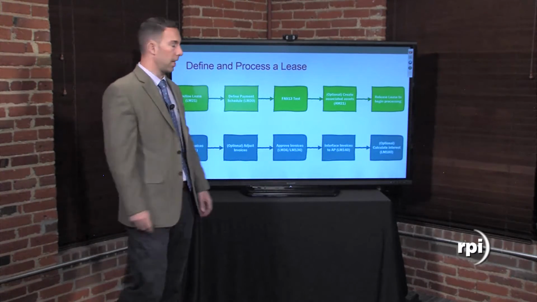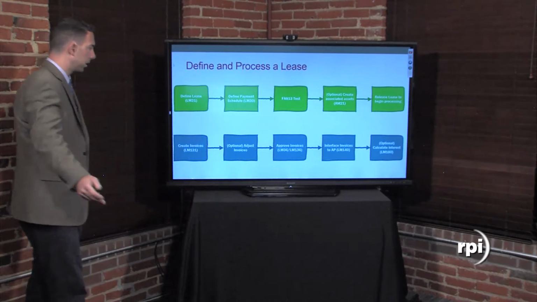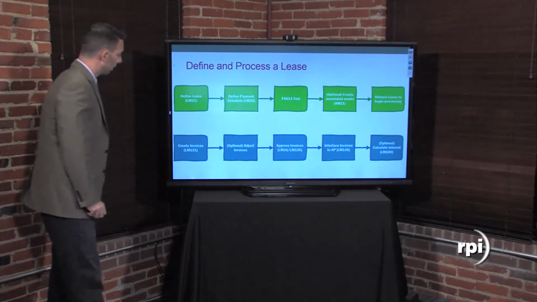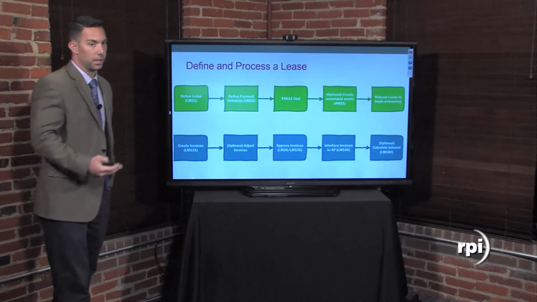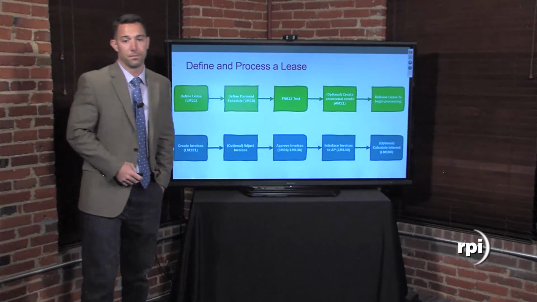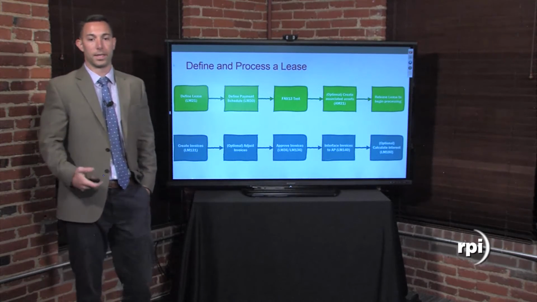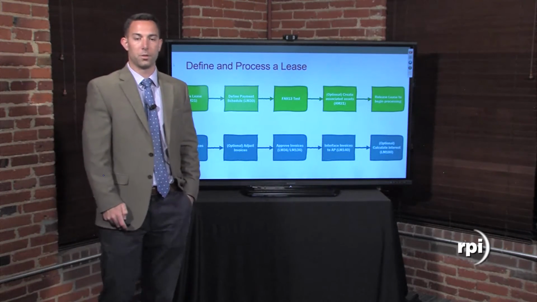So again, this is kind of just a flow chart here of what I just said, right? We're in the green, we're just going to review what the lease looks like. And in the blue, we're going to create the invoice, approve it, adjust it if we need to, and eventually post it and calculate interest within the lease management module.